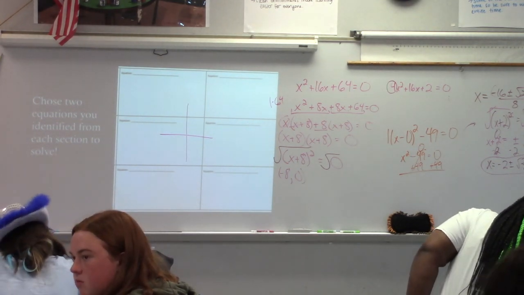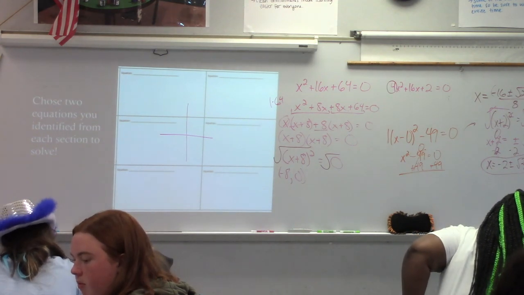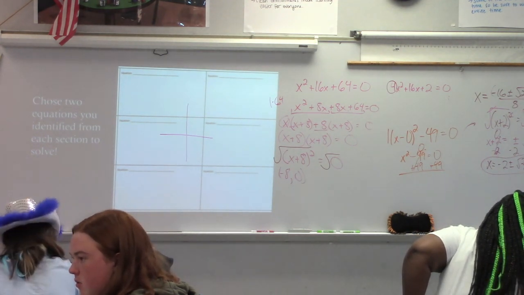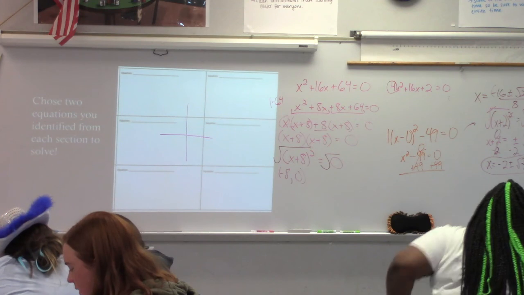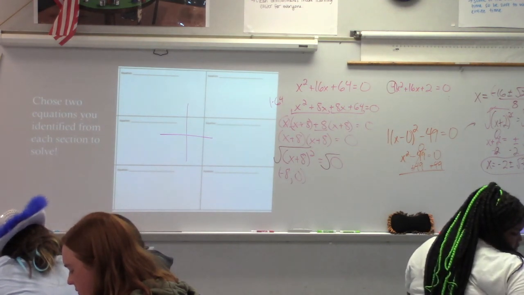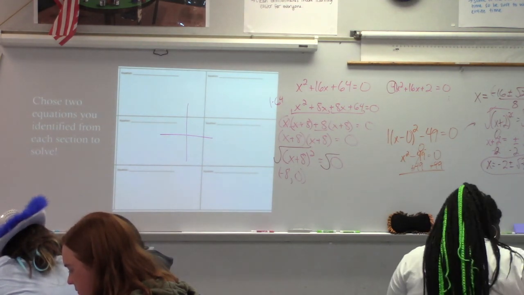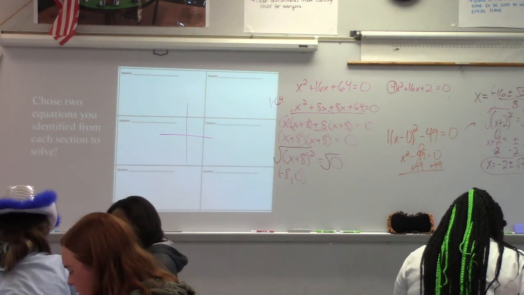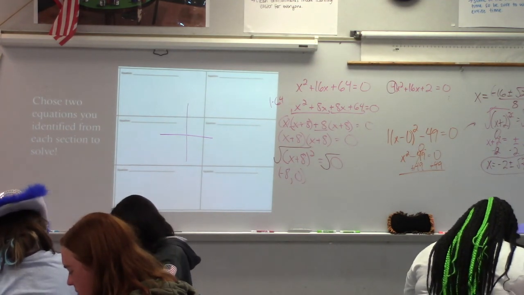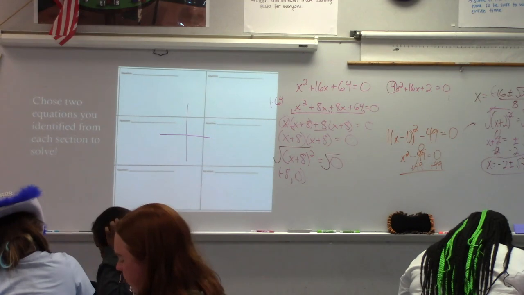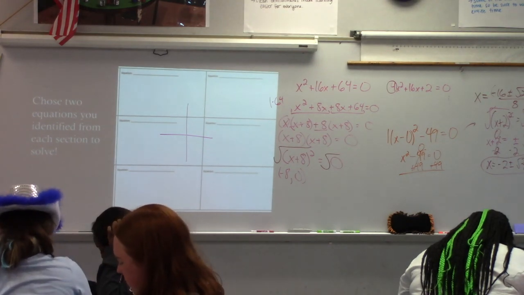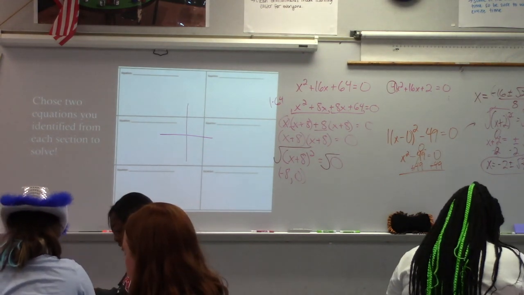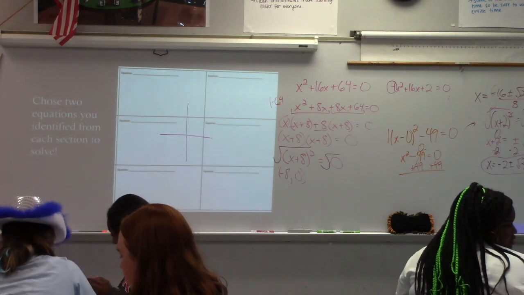Wait, what did you say? What method are you trying to use there? Isn't that the vertex section though? You want your... Yeah. Where are we going on this?